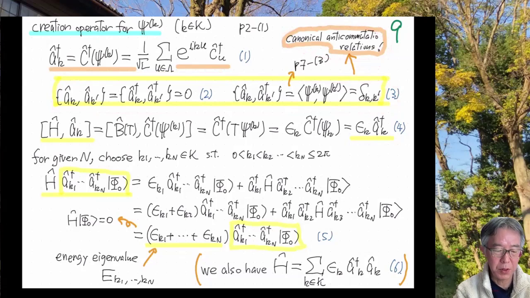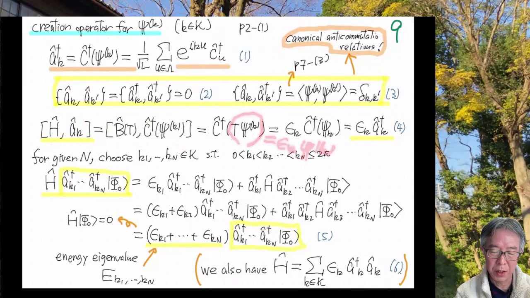Now I compute this commutation relation, but it's easy now. So H is B of T, A k dagger is C dagger. So what we have seen before, this is equal to this. But now the single particle Schrödinger equation said that this is equal to E k times psi k.